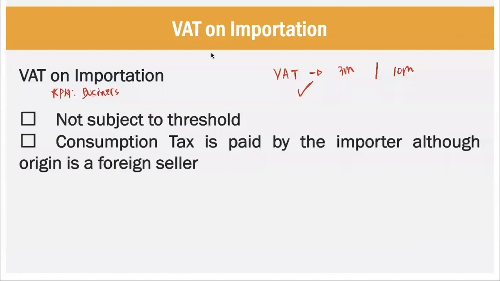Next, the consumption tax is paid by the importer, although the origin is a foreign seller. Remember the effect of a business tax or a consumption tax: who actually pays the tax is the buyer. The buyer here is considered the importer. Now, once you import any goods, it is subject to VAT on importation. Our main problem here is what is the tax base of that particular importation.